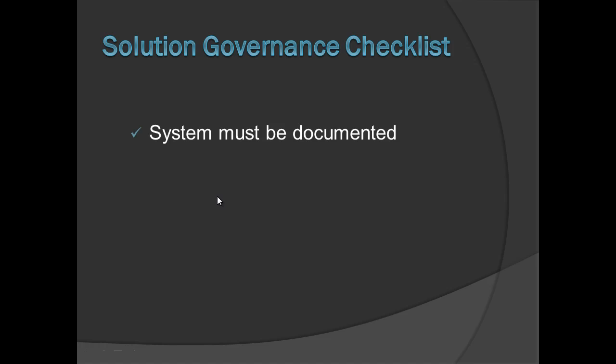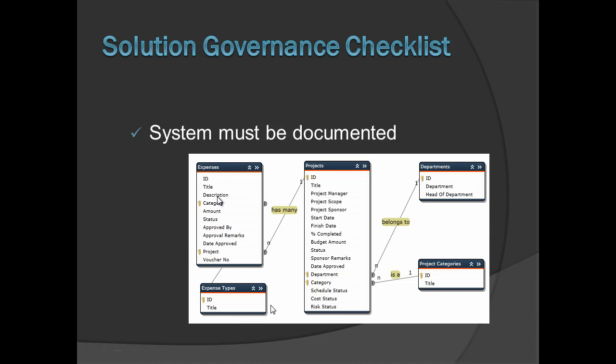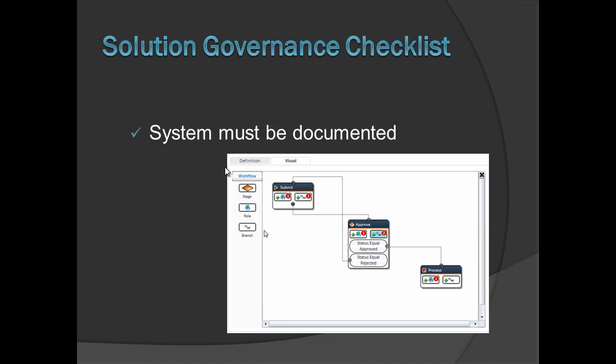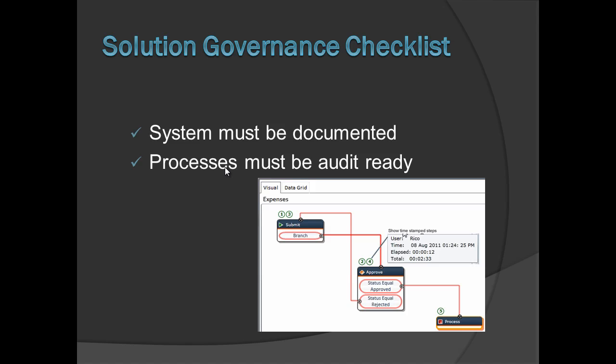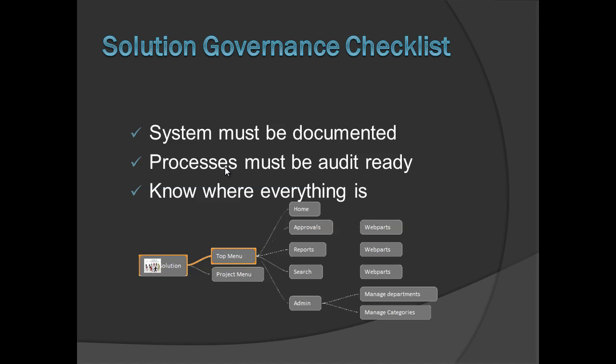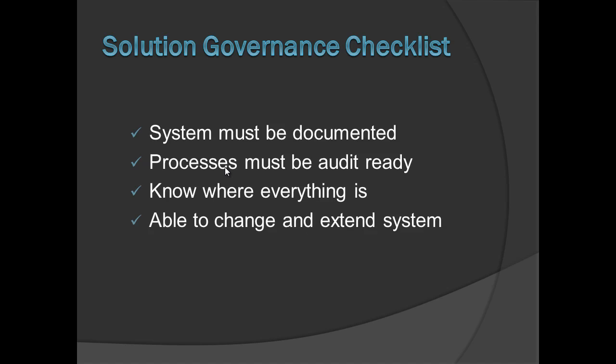Once the solution is delivered, best practices demands that it be documented with an entity relationship diagram, with a process flow, and that all the processes are auditable, with the ability to see a system map of where your solution assets are. With these in place, you now have a solution that you are able to extend and enhance as future needs arise.